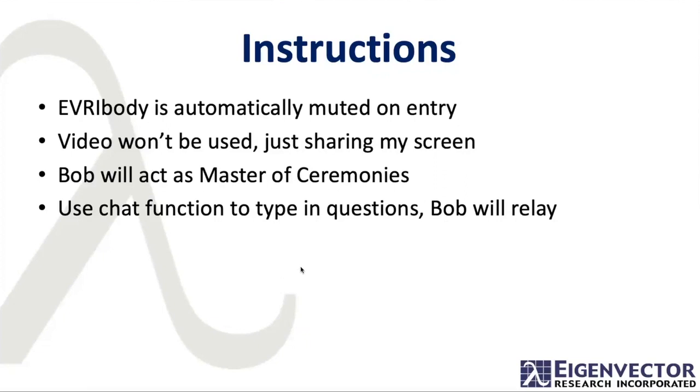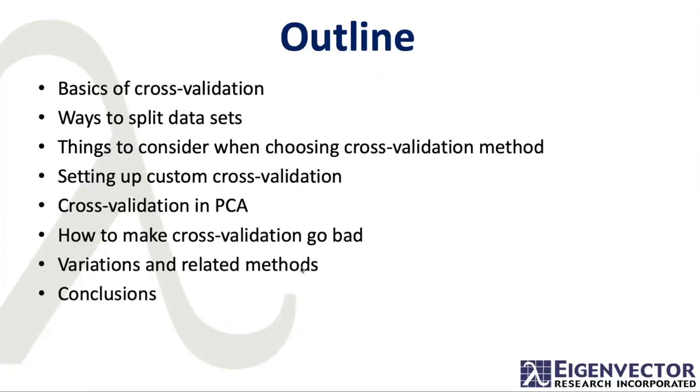Okay, so cross-validation. Here's where we're going to go this morning. I'll talk a little bit about the basics of cross-validation, ways to split data sets up, and then things to consider when choosing your cross-validation method. Then I'm going to talk a bit about how to set up custom cross-validation. I'll say a brief word about cross-validation in PCA, and then how to make cross-validation go bad, and finish with just a bit on variations and related methods.